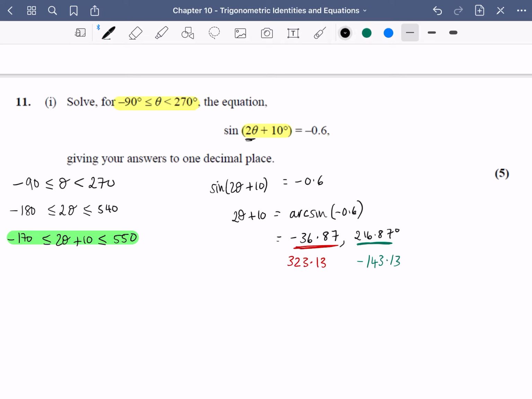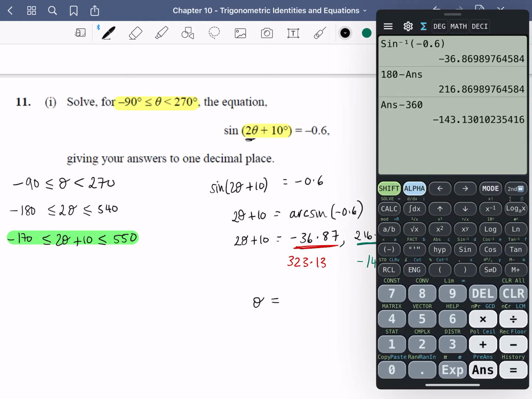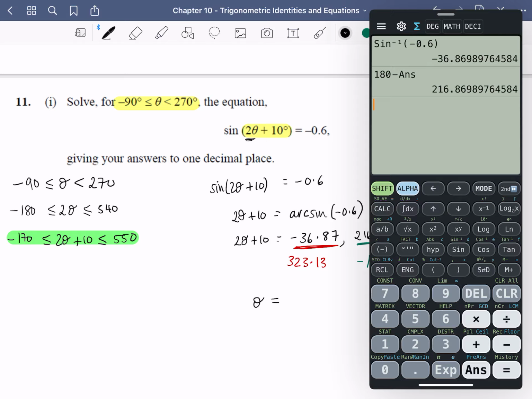I now need to just finish off by doing some final calculations. So this is all 2 theta plus 10. Now to get to what theta is equal to, I need to do a couple of steps to all of these. First of all, I will subtract 10, and then I will halve my answers. I will divide by 2. So let's go right back to the beginning. Let's start off with the minus 36 one that we have up here. So we've got minus 36.87, I will subtract 10 and then divide by 2. So I have minus 23.4 because it only wants it to 1 decimal place. That's why I gave 2 decimal places earlier on.